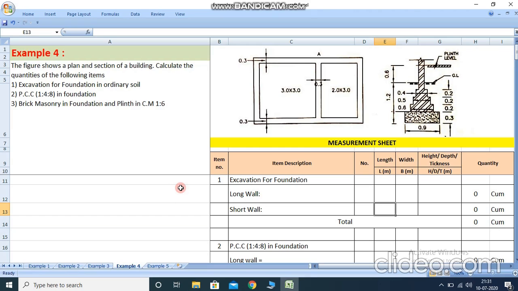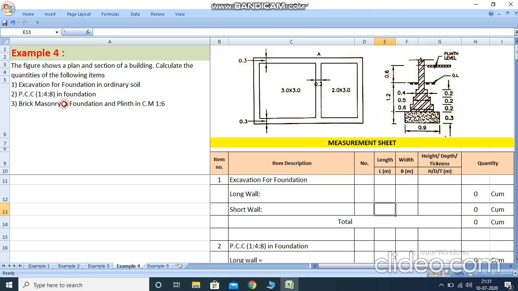See this figure. In this figure we take 2 rooms. One room size is 3 meter by 3 meter and another room size is 2 meter by 3 meter. Here the plan is given, and in the second figure, the cross section or sectional dimension is given for a step footing of a wall.